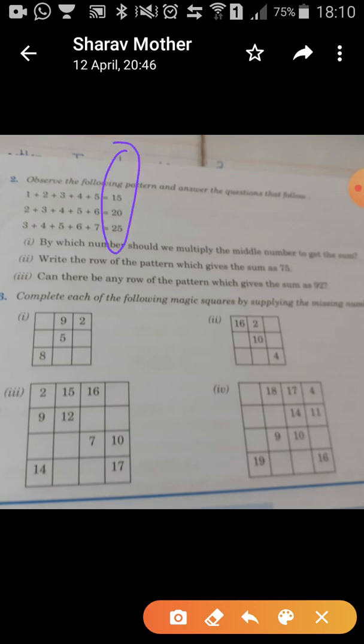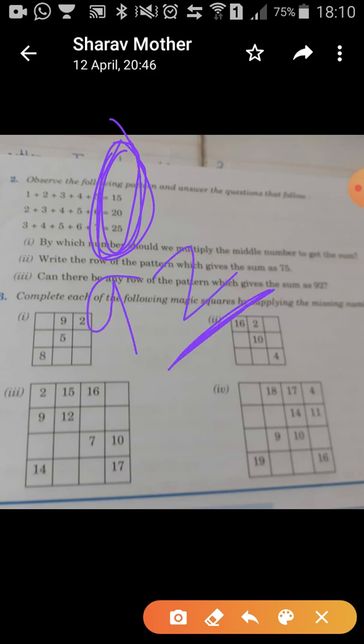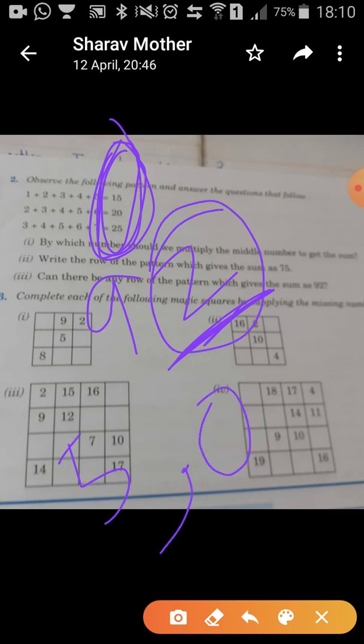Why? Because from these answers, 15, 20, 25, we get to know that all of these are multiples of 5. All of these come in 5's table. In 92, the last number is 2, so it can't come in 5's table. In 5's table, all the numbers at the end are either 5 or 0. But this one, the last number is 2. So there can't be any pattern with the sum 92, and your answer will be no.